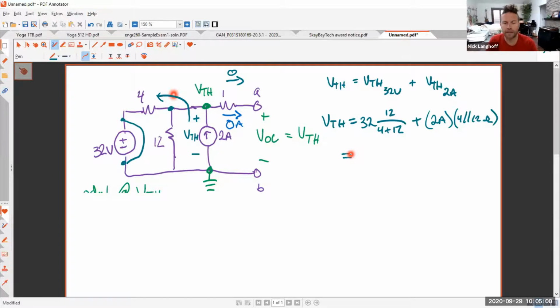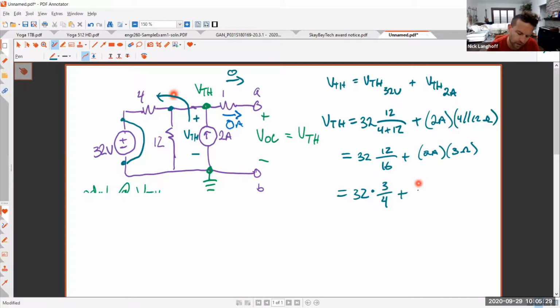So hopefully you're seeing that without having to redraw the circuits. I'll redraw the circuits in just a second. So this is going to then be 32 times 12 over 16 plus 2 amps times the 4 parallel 12. We just said that that's 3 ohms, right? So this is then 32 volts times 12/16, which is 3/4, plus 6 volts, 2 amps times 3 ohms.